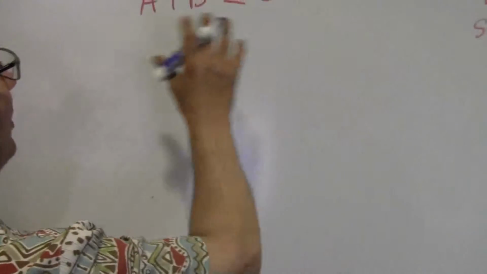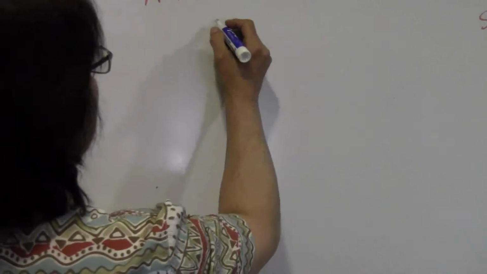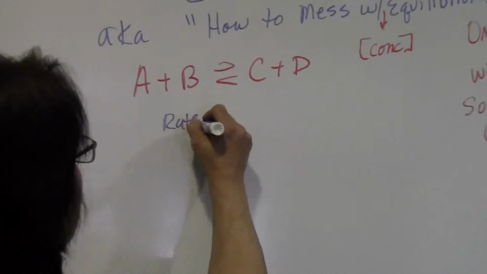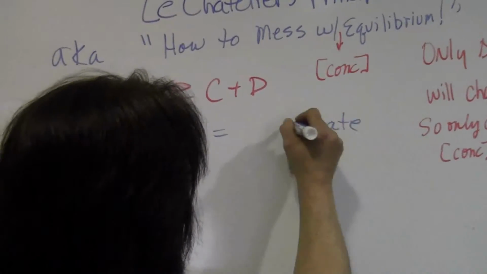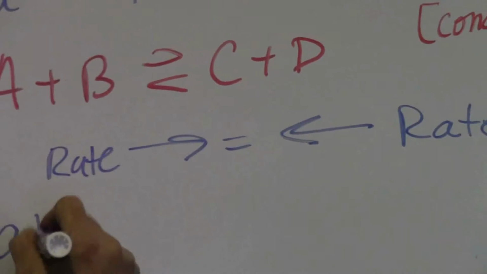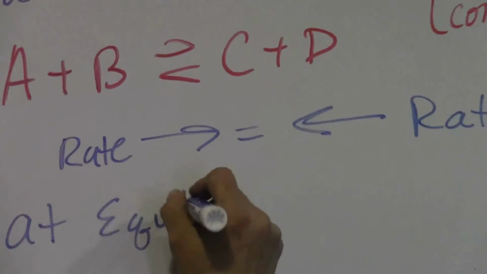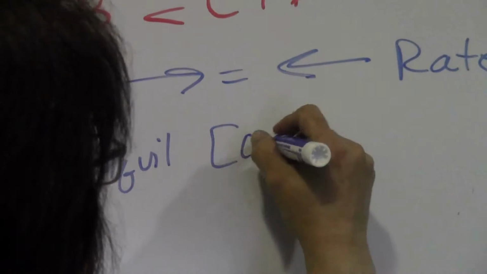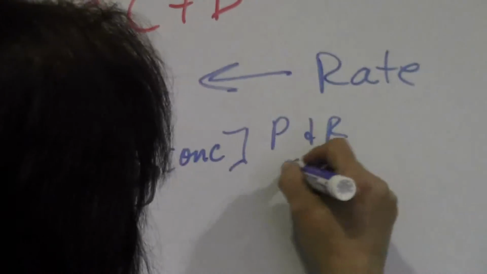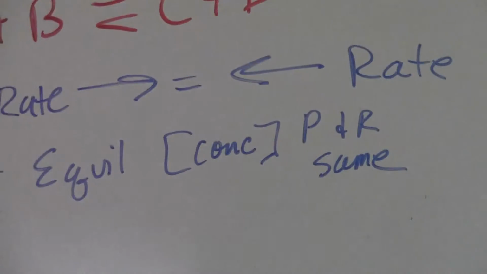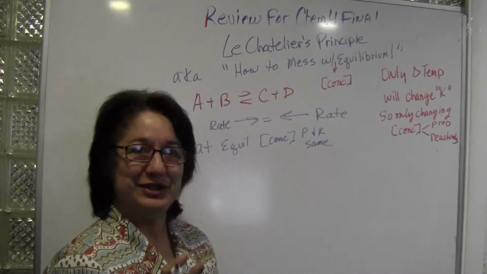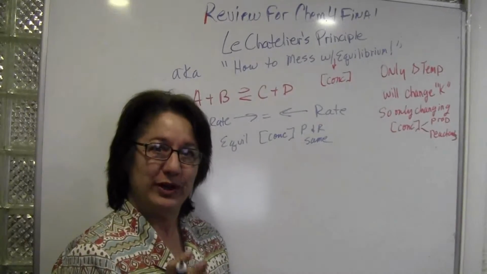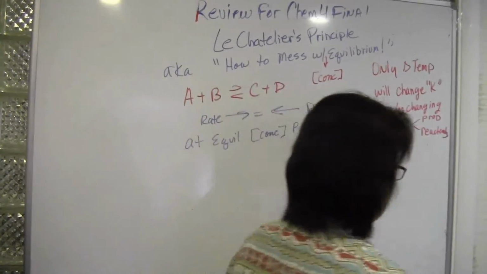Now that we know what equilibrium is, and equilibrium means the rate of the reaction going this way equals the rate of the reaction going this way, we also know that at equilibrium, the concentrations of the products and reactants remain the same. But we can mess with that. And we're going to learn the different ways you can mess with equilibrium, the way you can change those concentrations.